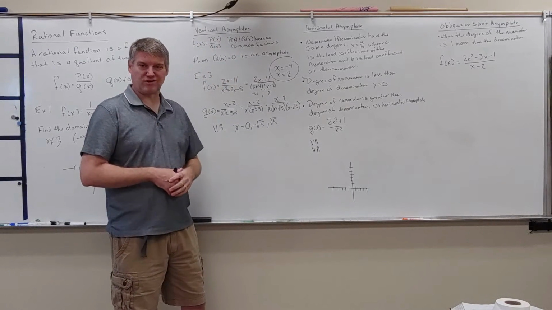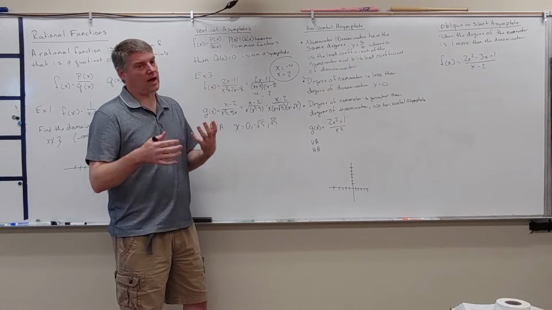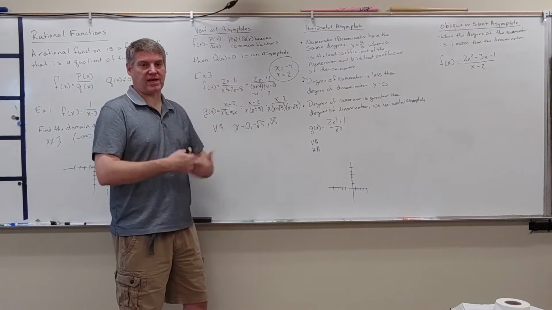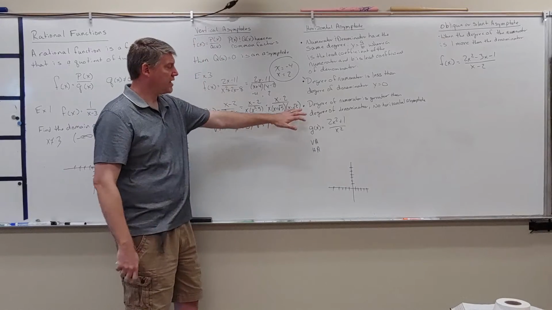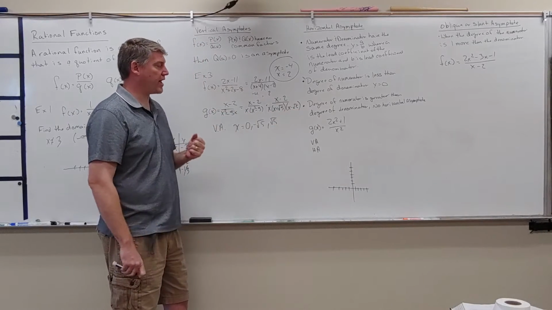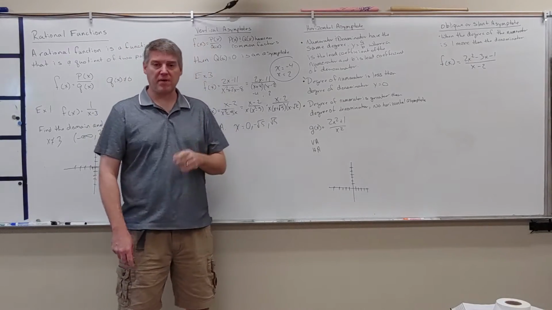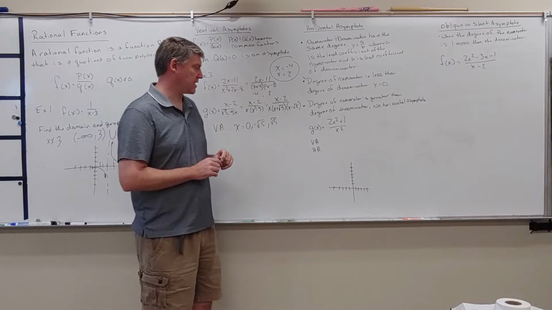If the degree of the numerator is less than the degree of the denominator, then it's y equals 0. That would be like if I had x plus 2 over x squared. X over x squared gives me 1 over x. As x gets out towards infinity, that goes towards 0. If the degree of the numerator is greater than the degree of the denominator, there is no horizontal asymptote. There may be a slant asymptote, though, or an oblique one. We'll talk about that in a second.